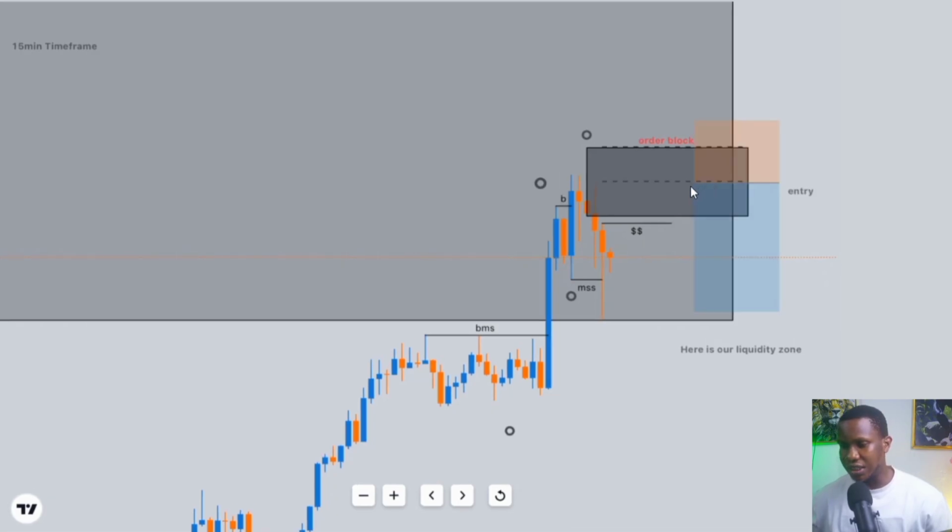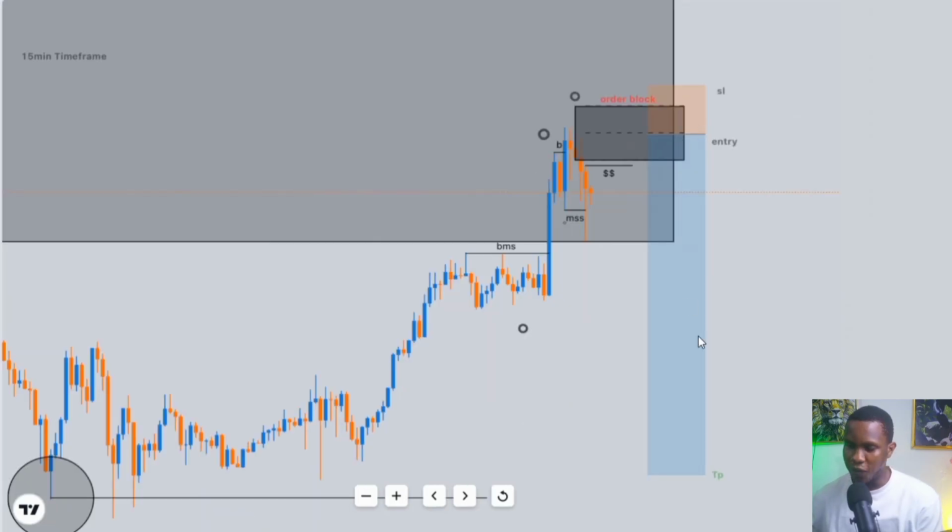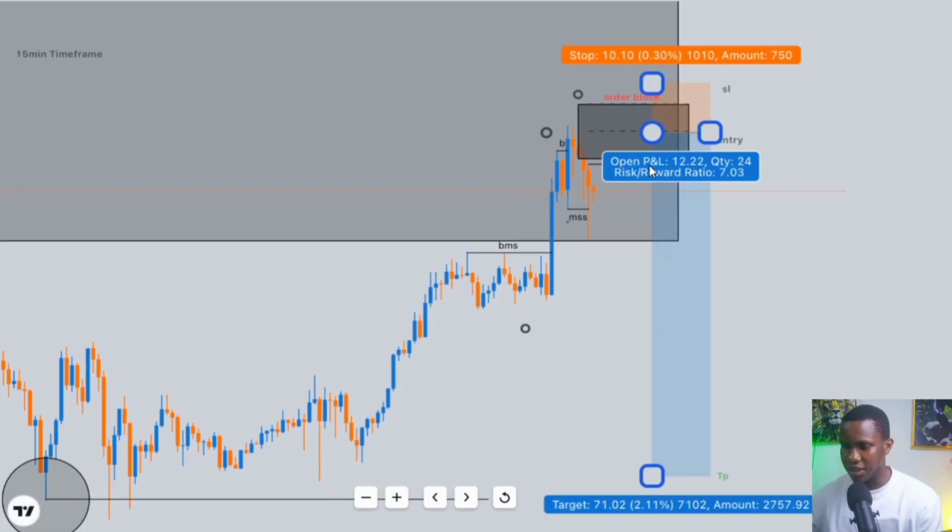Made my entry at this consequent encroachment of this order block, my stop loss here, and take profit level. I will start getting this range here, guys, and it is actually a 1:7 risk to reward ratio. Let's see how the trade unfolds.